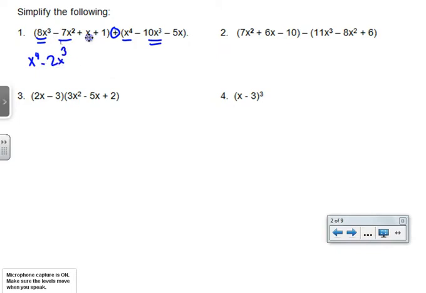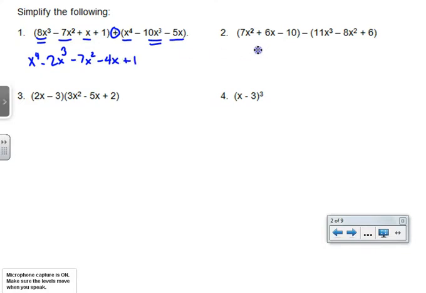And then quadratic term, negative 7x squared, that is the only quadratic term. And then our linear term is plus x, and then later on a minus 5x, so 1 plus negative 5 is negative 4x. And then constant, there's a 1 and nothing else, so a plus 1.